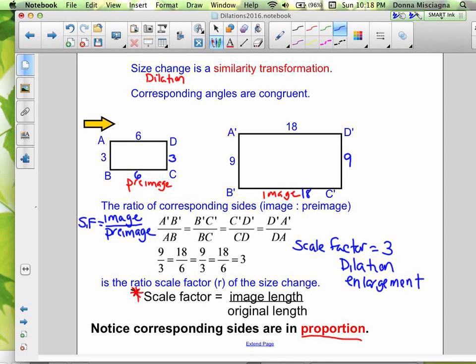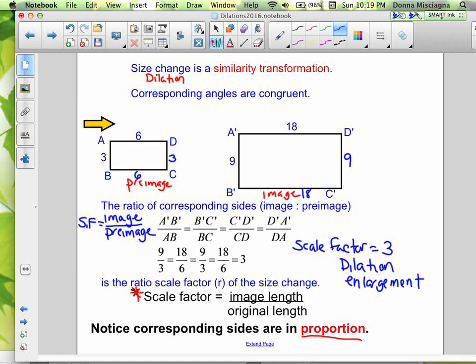All right, and same thing, C prime D prime is 9. The corresponding side is 3. D prime A prime is 18. Corresponding side DA is 6. Any one of those reduces to 3. That's our scale factor. Our scale factor is 3. This particular dilation is an enlargement.